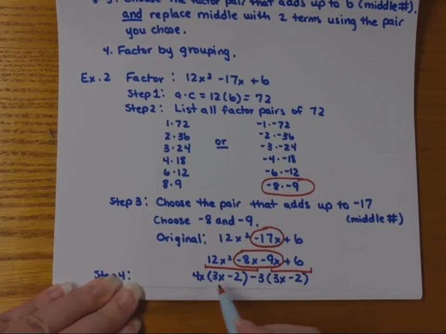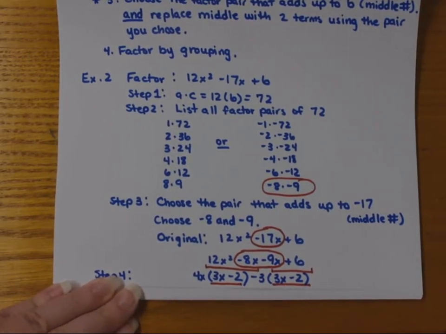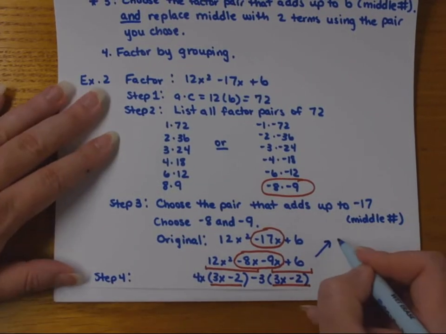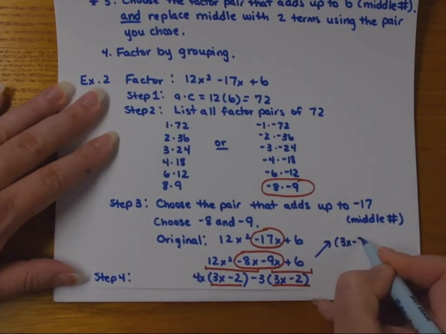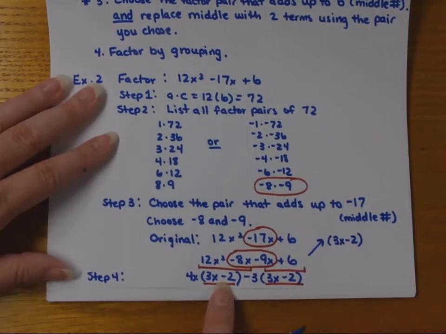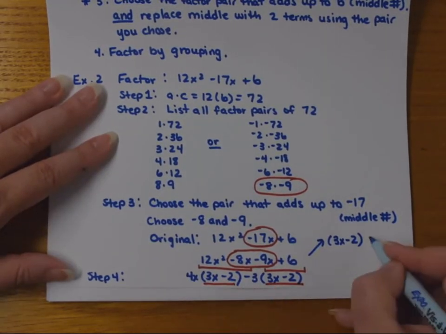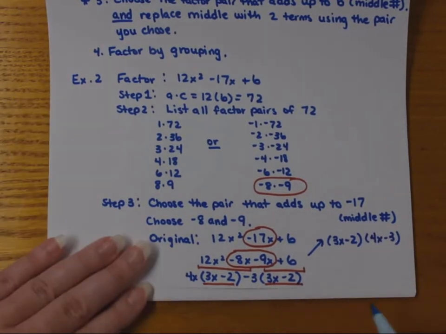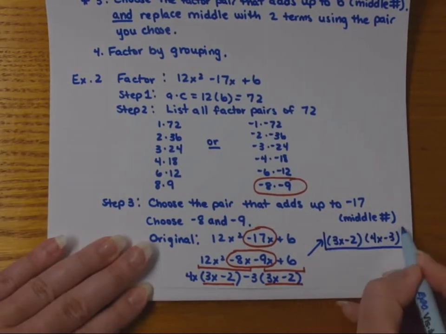So now notice we have 2 groups, and each of those 2 groups have a 3x minus 2 parentheses in common. So our answer ends up being pull out what the 2 groups have in common, which is 3x minus 2. And then if you were to pull out those pieces, what would be left? That would be 4x minus 3. So this is my factored version.